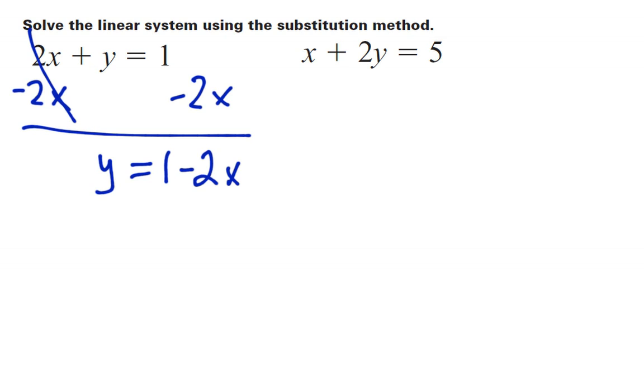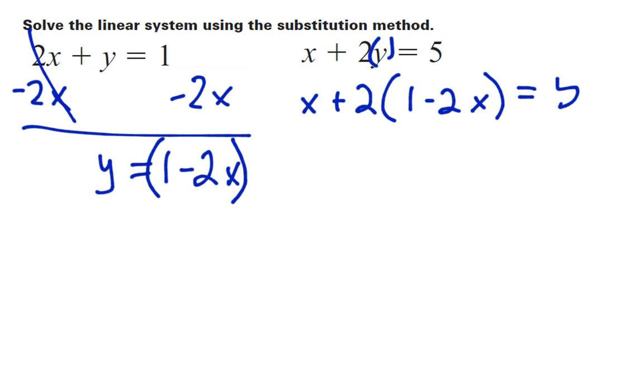I want to now use this expression that y is equal to and replace y in the other equation with that expression. So now I will have x plus 2 times the quantity 1 minus 2x, and all of that is equal to 5. Okay, all I have done is replaced y in the second equation with the expression that I know it's equal to, and that's a fair substitution. Kind of like Indiana Jones replacing the golden idol with a weight that it's equal to.